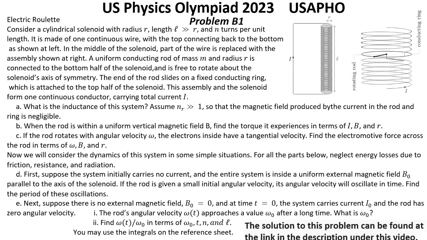Part E. Next, suppose there is no external magnetic field, B0 equals 0, and at time t equals 0, the system carries current I0 and the rod has 0 angular velocity. First question. The rod's angular velocity omega as a function of time approaches a value omega 0 after a long time. What is omega 0? Second question. Find omega of t over omega 0 in terms of omega 0, t, n, and l. You may use the integrals on the reference sheet.